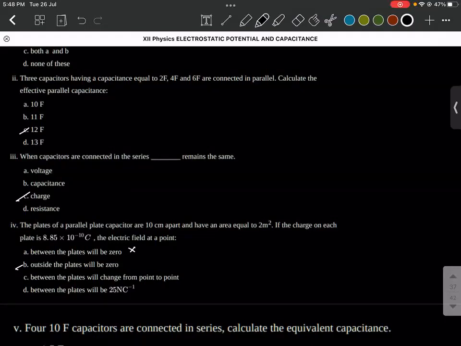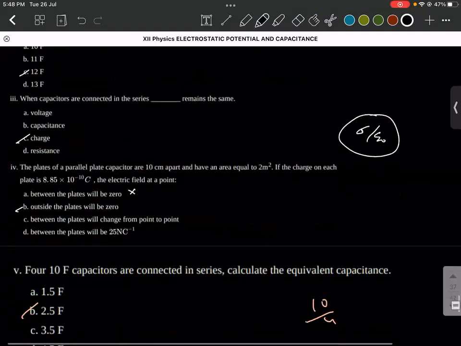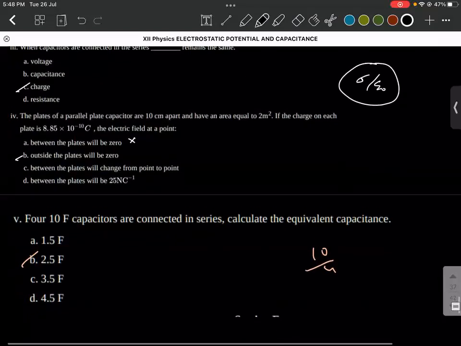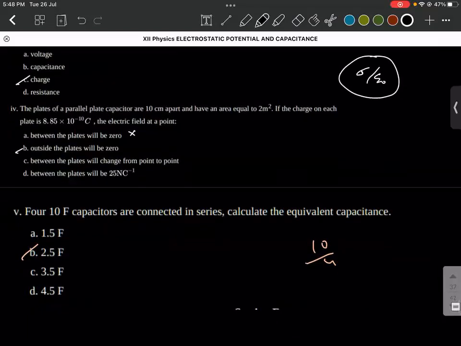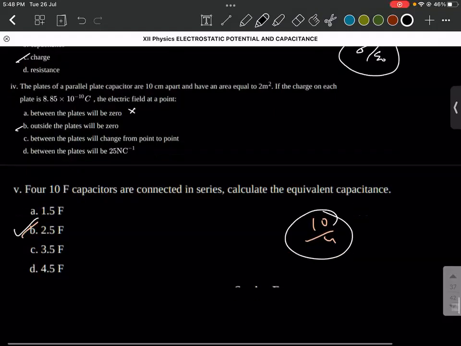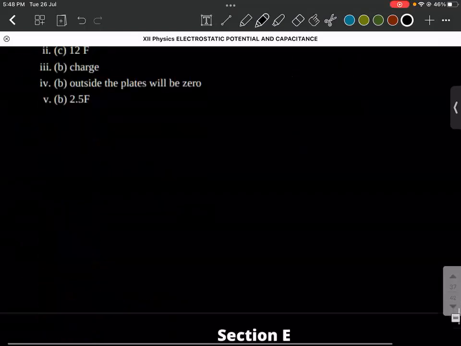Between the plates, the value will be 25 Newton per Coulomb. You can check and see. So you take the formula of sigma by epsilon naught and check it. So 4 capacitors of 10 farad are connected in series. Calculate the equivalent capacitance. Obviously, it will be 10 by 4. So 10 by 4 is 2.5. That's it.